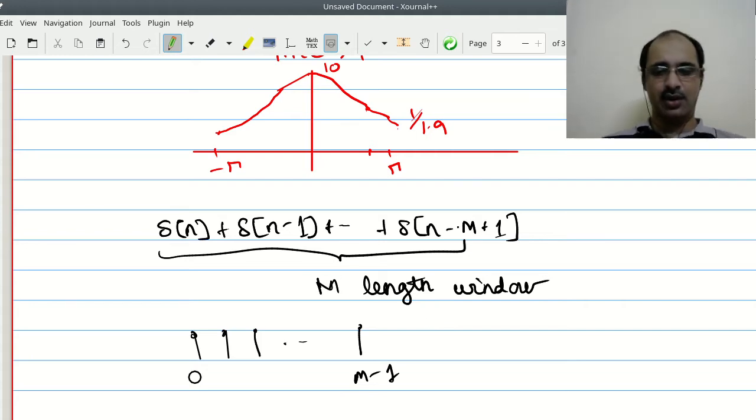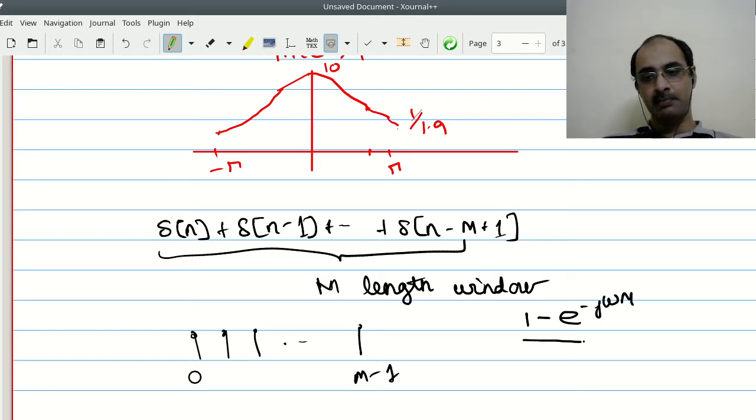Obviously it's absolutely summable. So you can directly just write the DTFT by plugging it into the formula. You will get 1 minus e power minus j omega m by 1 minus e power minus j omega.